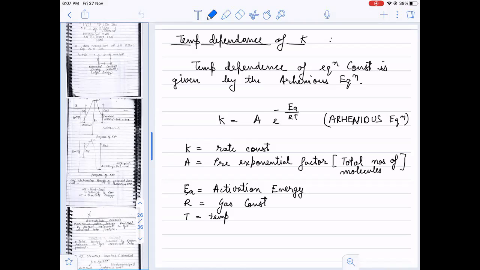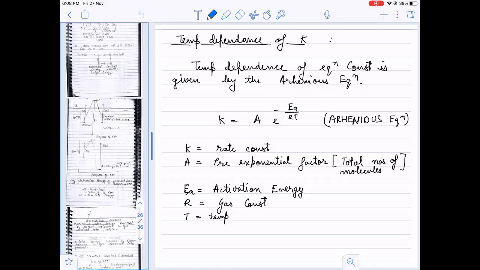Sir, you told that the value of the equilibrium constant depends only on temperature. Yes. I told you that the equilibrium constant value depends only and only upon the temperature. You keep on changing the concentration of reactants, products, no change in the equilibrium constant. Change the pressure, no change. Change the volume, no change. Change any other thing, no change.